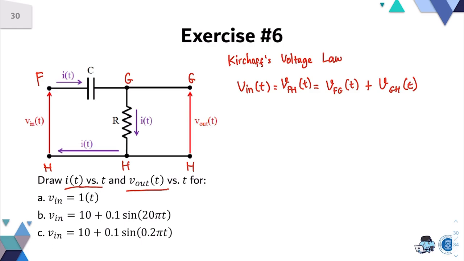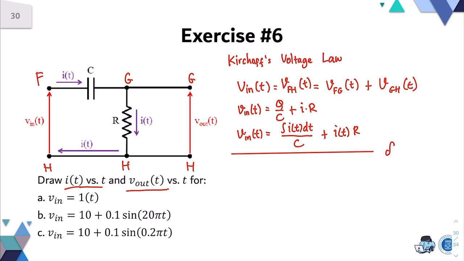Now let's derive the equation for V in(t). V_FG is the voltage across the capacitor. The voltage is quantified by Q over C, the charge filling up the capacitor, where C is the capacitance. And the voltage across the resistor is i multiplied by R, isn't it? So Q is the integral of i(t) dt, divided by C, plus i as a function of time multiplied by R.